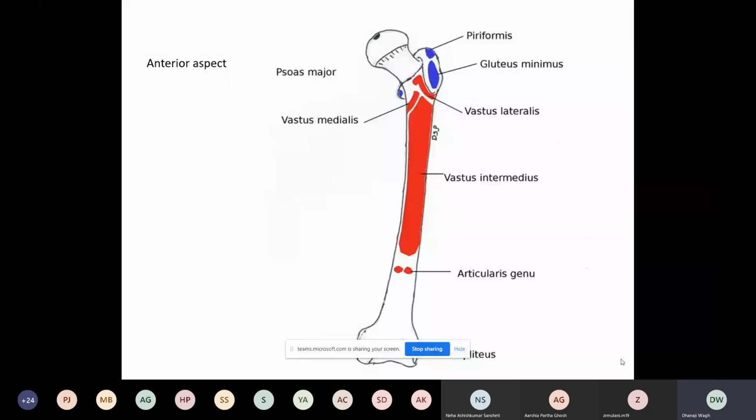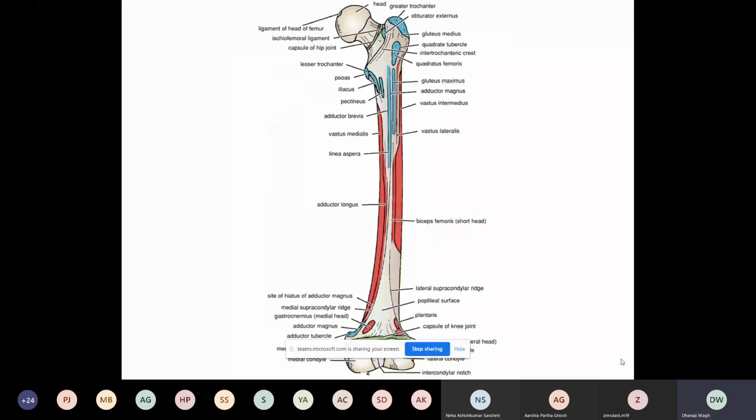This vastus lateralis arises from the upper part of the intertrochanteric line anteriorly, then the inner border of the greater trochanter, the lateral lip of the gluteal tuberosity and the upper half of the lateral lip of the linea aspera. Vastus medialis, see in the diagram, arises from the lower part of the intertrochanteric line, then it runs downwards on the spiral line, medial to the medial lip of the linea aspera and the upper 1/4 of the medial supracondylar line.